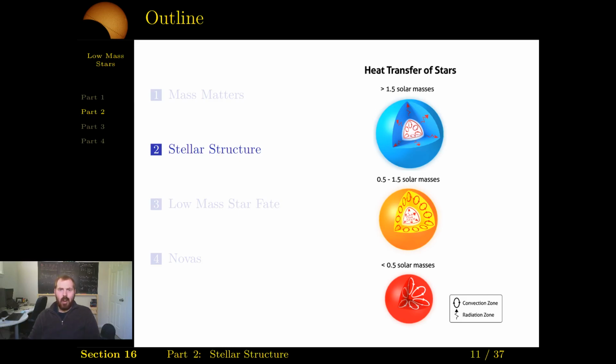Let's now discuss what's going to happen to the low mass stars in terms of their stellar structure. What happens as they start to run out of hydrogen to burn.